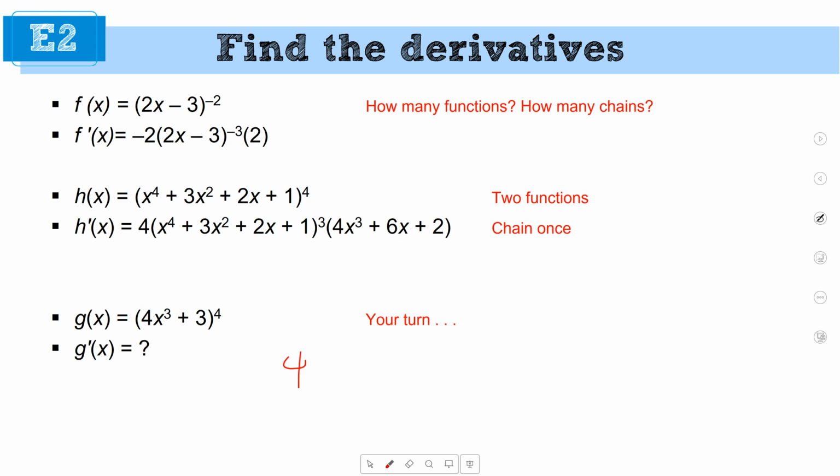4, and then in parentheses 4x cubed plus 3, close your parentheses to the 3rd power. So far, so good. Times 12x squared. Great. Wonderful. Good job. Easy peasy.